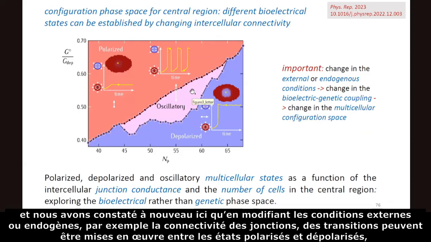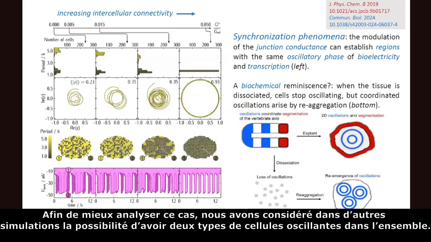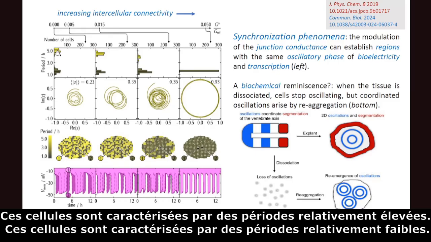And we found again here that by changing the external or the endogenous conditions, for instance, the connectivity of the gap junctions, transitions can be implemented between polarized and depolarized states, and oscillatory behavior can also be established. To analyze this case better, we considered in other simulations the possibility of having two types of oscillatory cells in the ensemble. These cells are characterized by relatively high periods. These cells are characterized by relatively low periods.